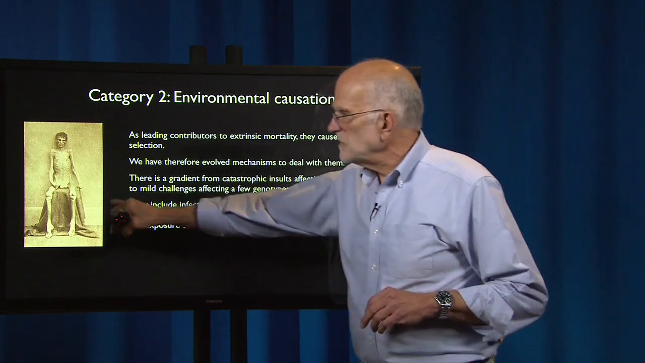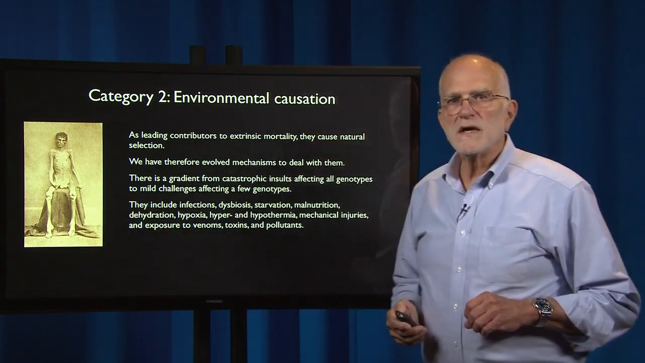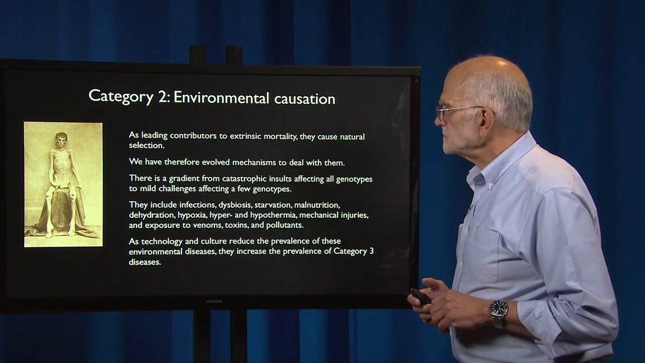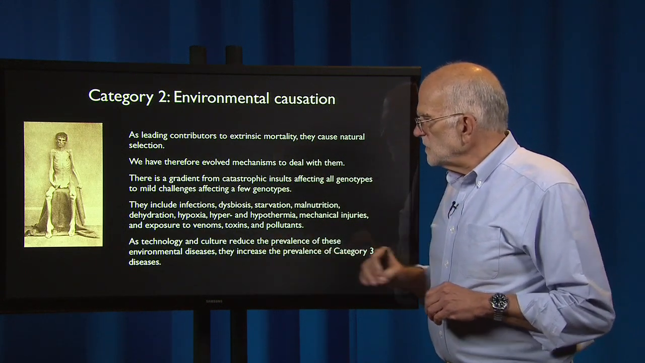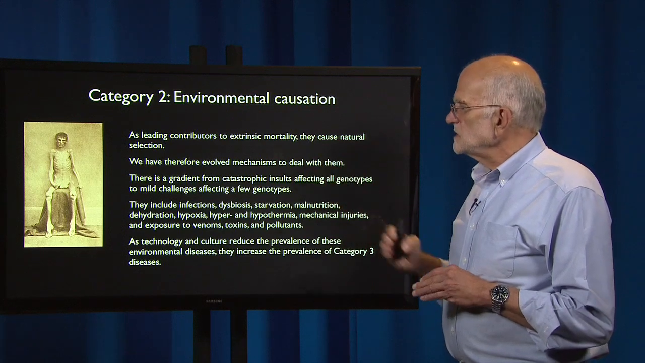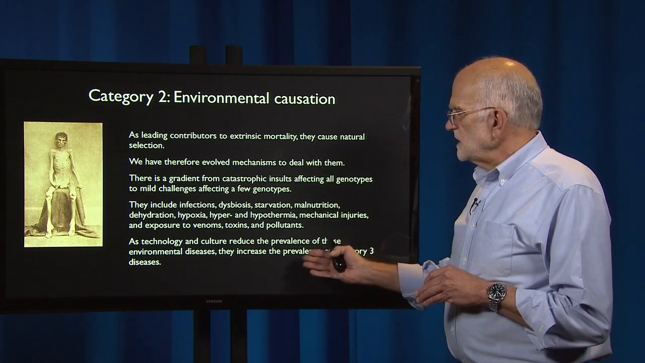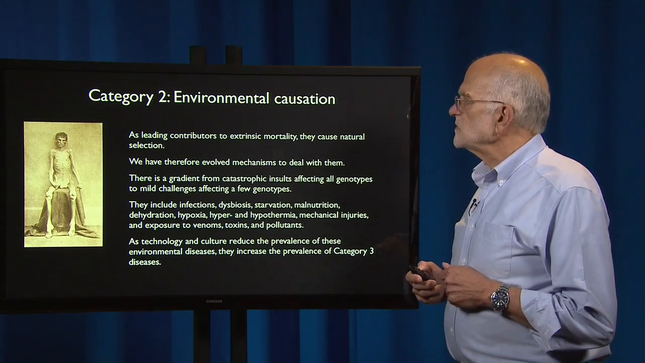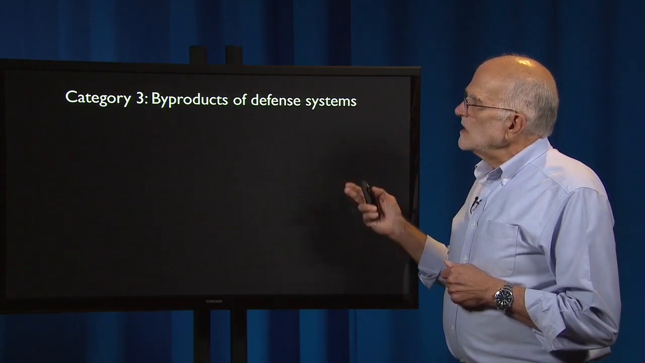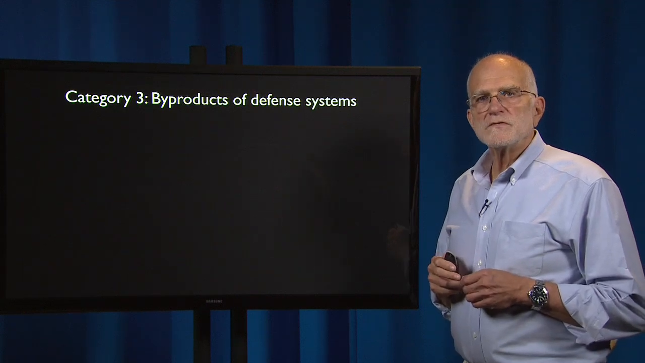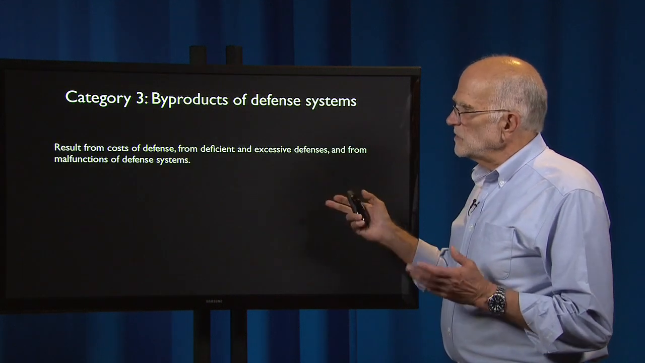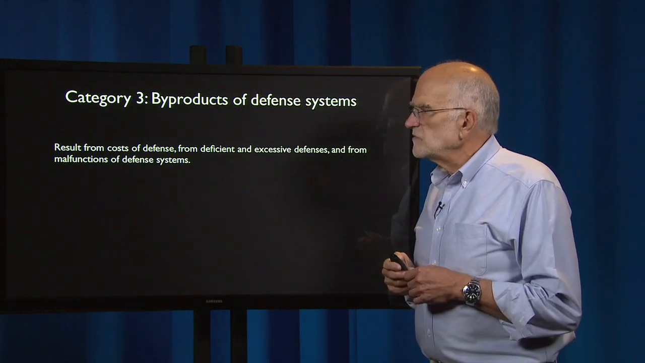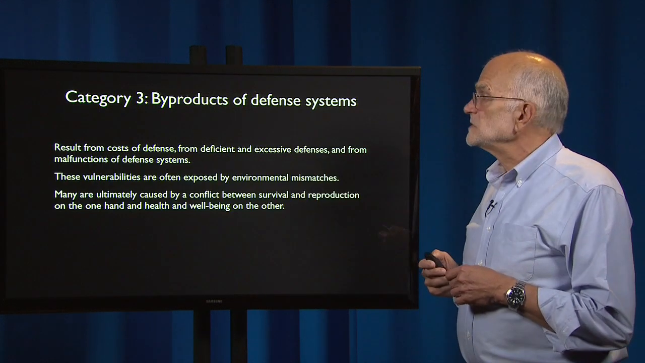So here's a case of starvation. This is a survivor of the Andersonville concentration camp in the U.S. Civil War. As technology and culture reduce the prevalence of these kinds of diseases, they then increase the prevalence of the next category, Category 3 diseases. Category 3 diseases are byproducts of defense systems. They result from the cost of defense, from deficient and excessive defense, and from malfunctions of defense systems.